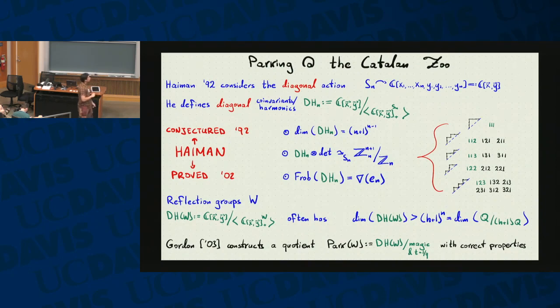I want to talk a little bit, and give you an interpretation that involves parking spaces. I had to start with a diagonal action, it's going to be clear in a little bit. Okay, so Haiman in '92 considers a diagonal action on the set of two variables with a symmetric group. This is Haiman's world: Haiman conjectures, Haiman proves. We have these beautiful numerological properties, right? The dimension of the diagonal coinvariants is (n+1)^(n-1).